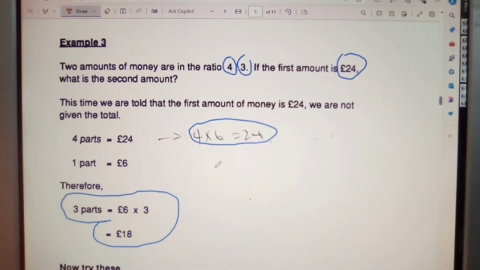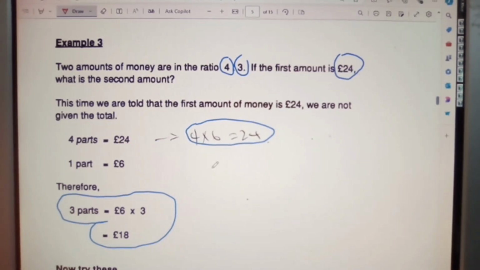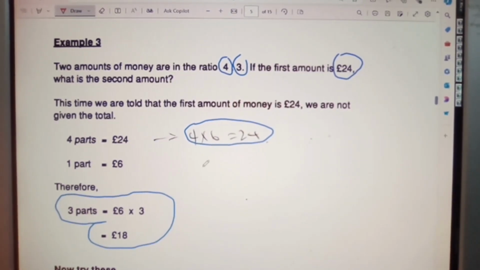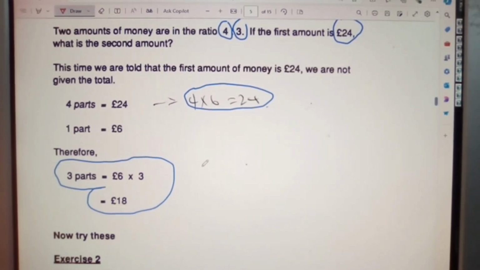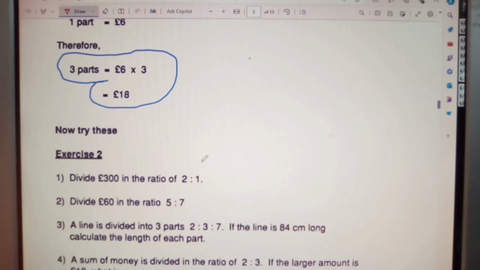And here you have 2 amounts of money in the ratio of 4 to 3. If the first amount is 24, what is the second amount? And this is something for you to do yourselves, okay? I will not be doing that for you, okay?